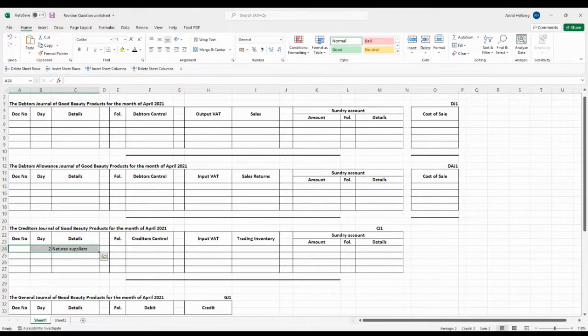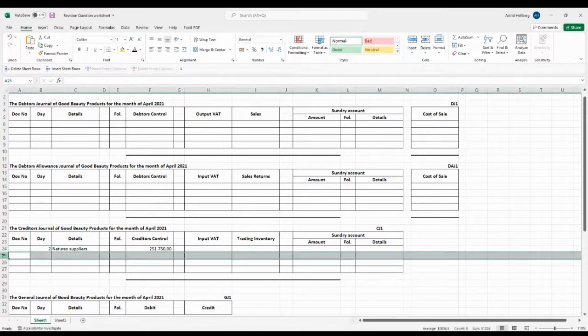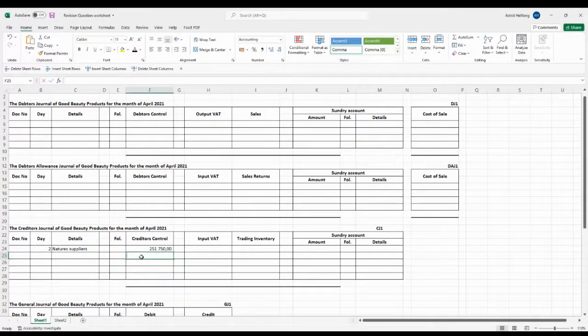Okay, so we've got Nature Suppliers. And we said we've got 265,000 less 5%. So what are we going to capture in here? It is the 265,000 times 95%. Okay, let me just add a column in here to show you. Okay, so that's how we worked it out. Okay, so we take the trade discount into account.